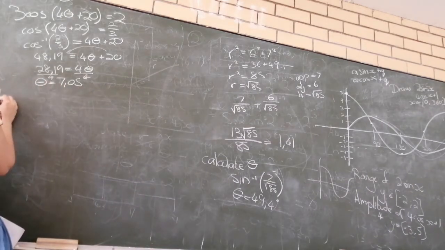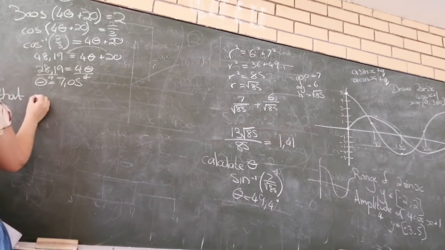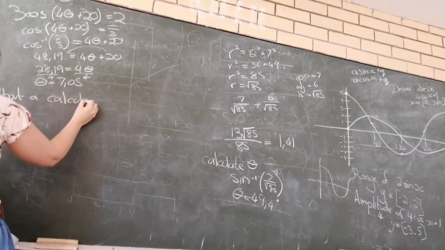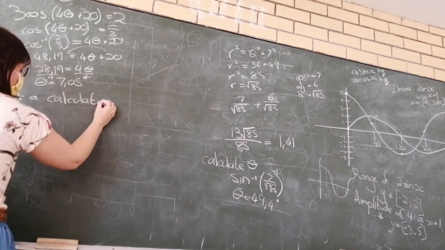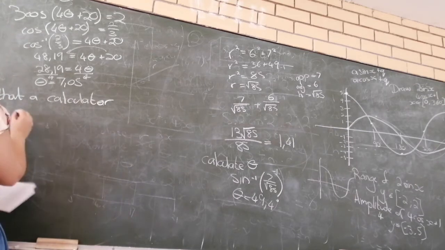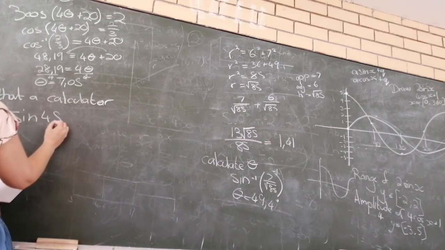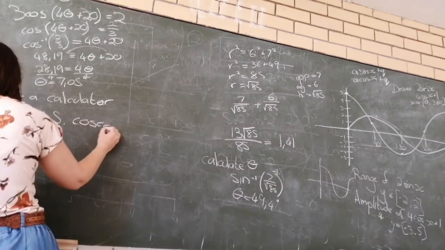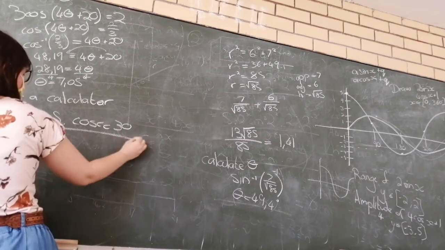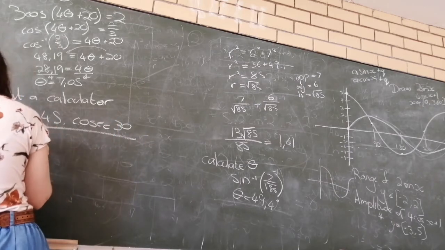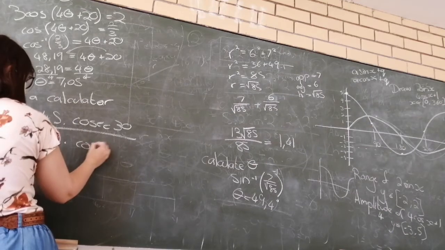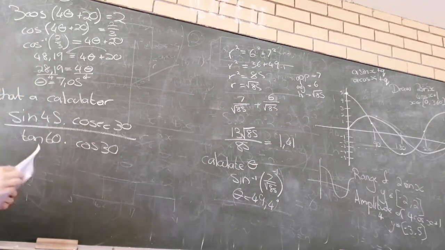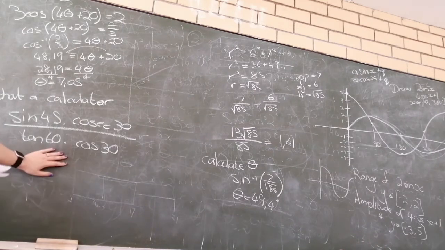So now it says without a calculator. Yeah, but we do use a calculator. Doesn't matter. Without a calculator: sine 45 times cosec 30 over tan 60 times cos 30. This is what I want you to calculate without a calculator.